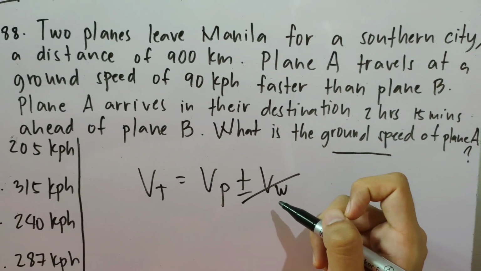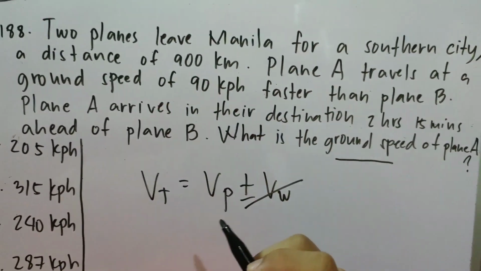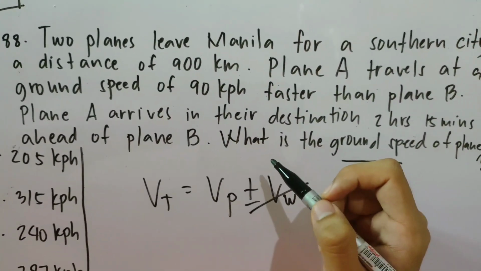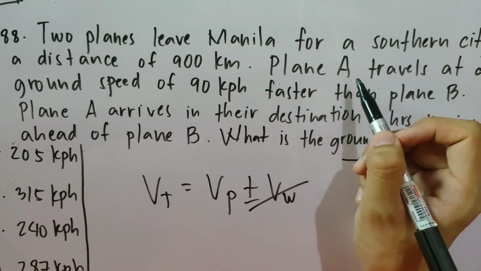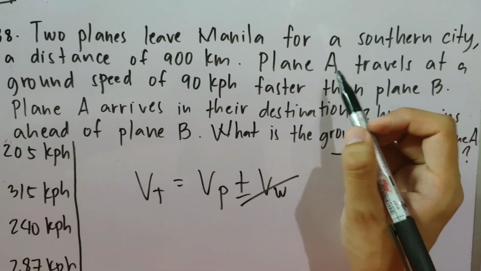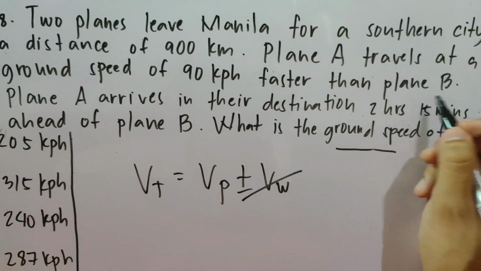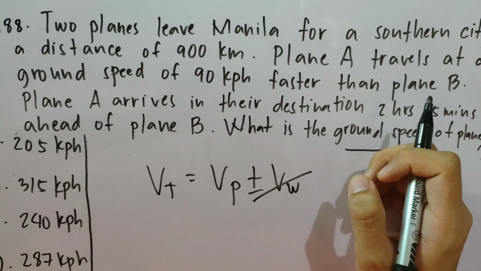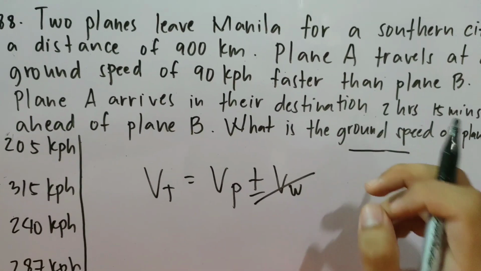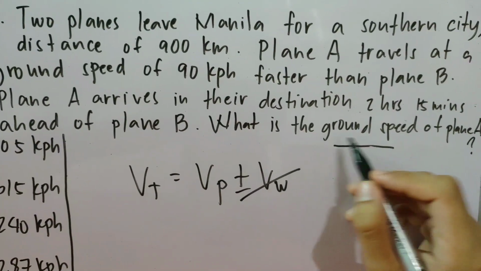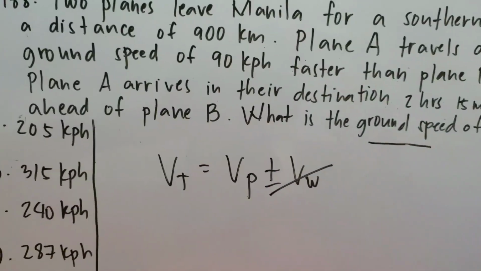Kasi kino-compare lang naman natin yung velocity ng dalawang planes. At yung dalawang planes na yon, parehas naman ng direksyon. Ibig sabihin, kung with the wind yung plane A, with the wind din yung plane B. Kapag against the wind naman yung plane A, against the wind din yung plane B. So hindi natin kailangan i-consider yung velocity ng wind dito. At wala din siyang given. So tatanggalin natin yung velocity ng wind. Hindi natin siya i-consider. Yung ground speed na sinasabi dito, ito yung total velocity.